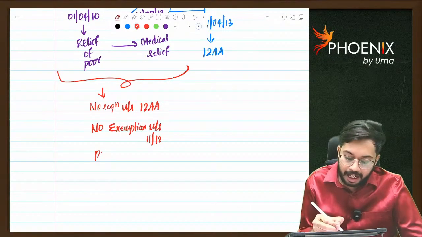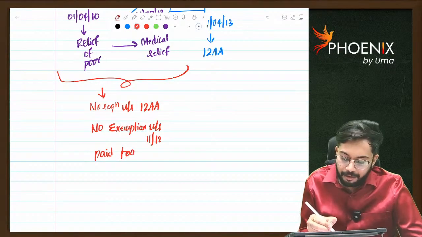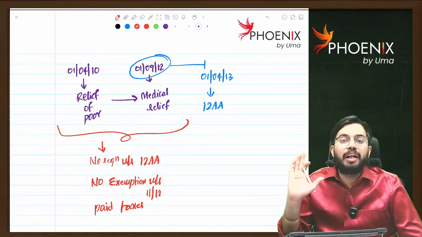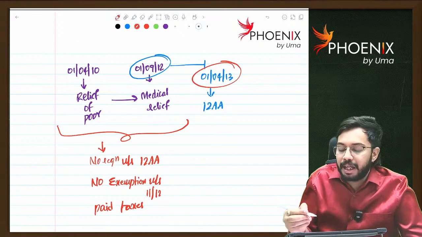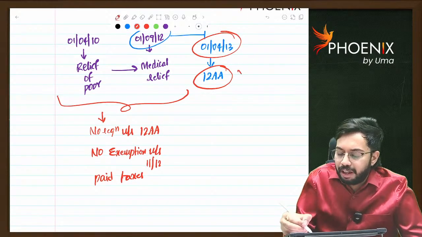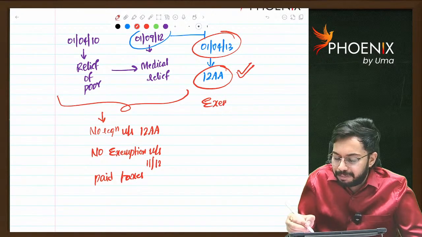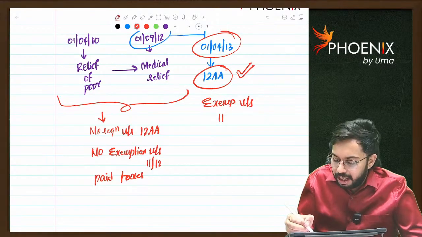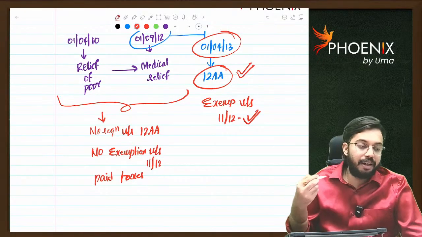That means it has paid taxes during 1st April 2010 to 31st March 2013. From 1st April 2013, it took 12AA registration. So it is eligible for exemption under section 11 and 12.